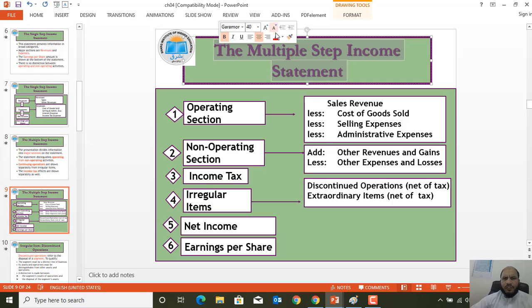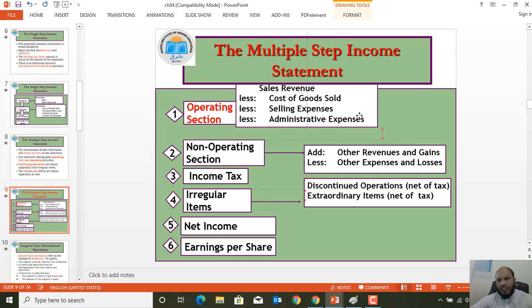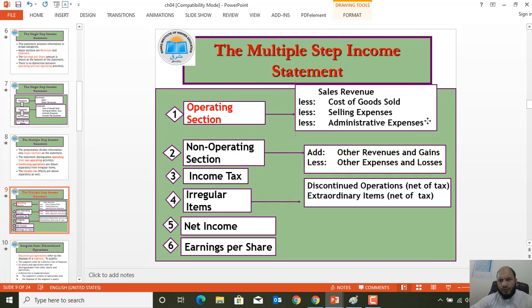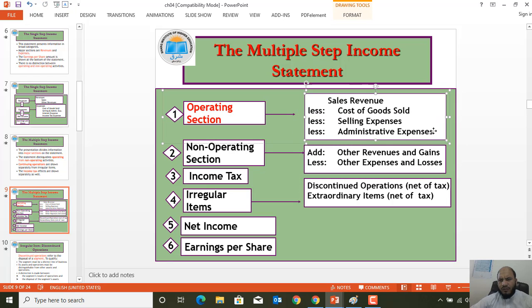Multiple step income statement. Dear students, see this is the operating activity section, and if you see over here, it has sales revenue, cost of goods sold, selling expenses, administration expenses, etc. All of these are part of the operating activities.